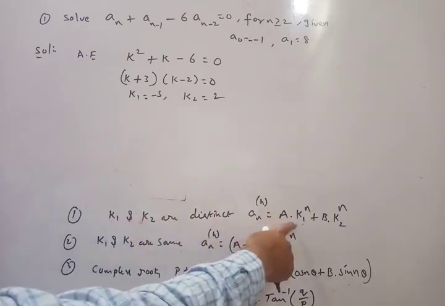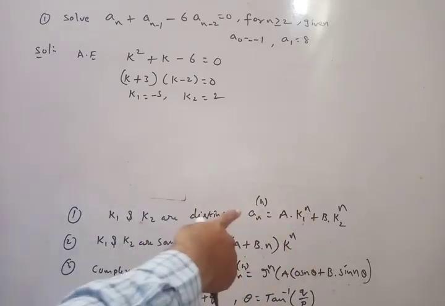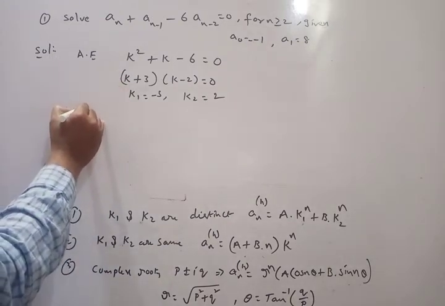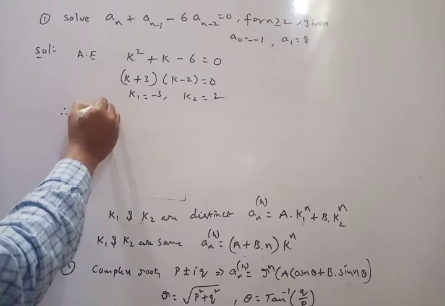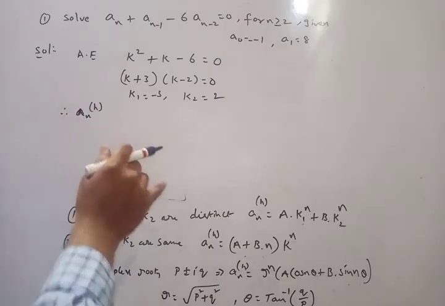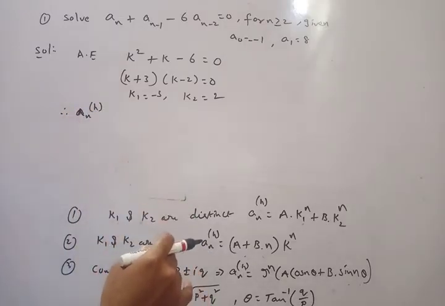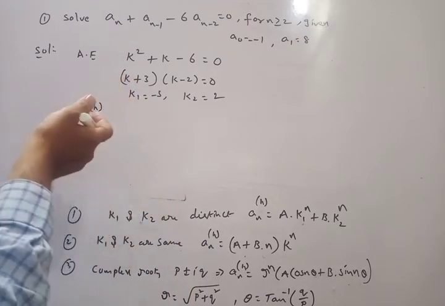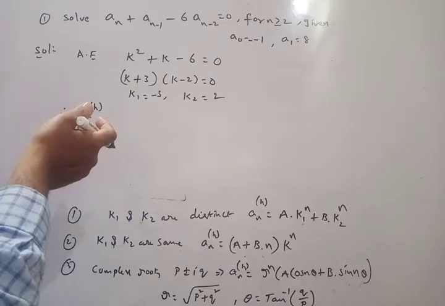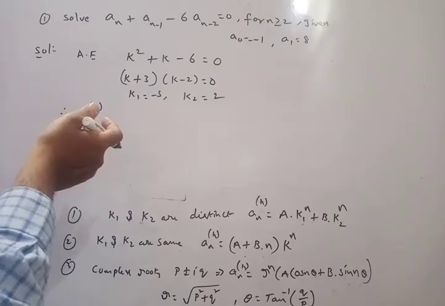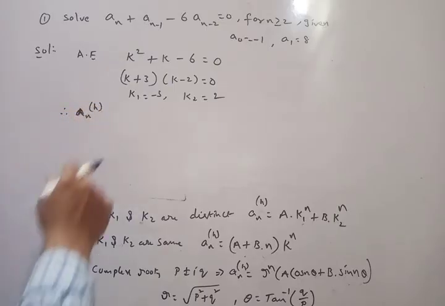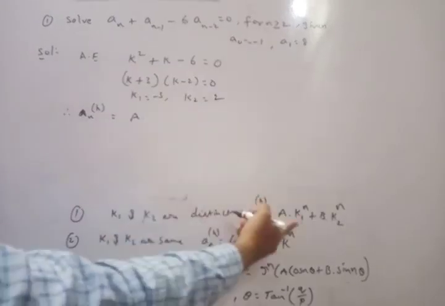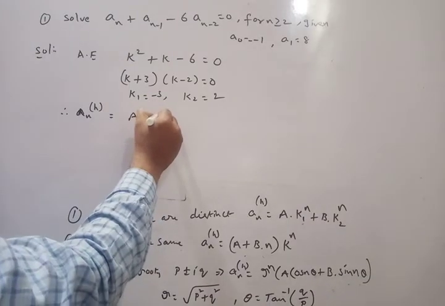a_n^(h) is equal to a into k1 power n plus b into k2 power n. So a_n^(h) is the auxiliary solution, or you can write complementary function, or complementary solution. So a_n^(h) can be taken as a into k1 power n. What is our k1? Minus 3 power n.